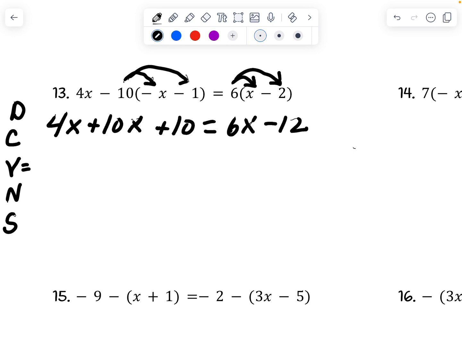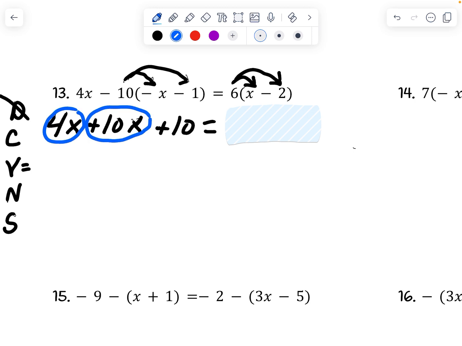Now, our next step, so we have finished our distributive. So our next step is combine like terms. Remember, when you're combining like terms, you're going to look either on the left side of the equal sign or the right side. So when I'm looking at the left side of the equal sign, what are my like terms? Well, I have a 4x and a 10x. I cannot combine that 10 with a variable, okay?